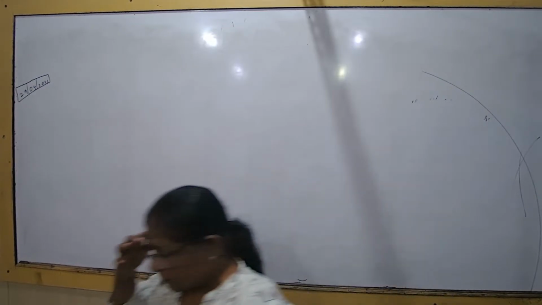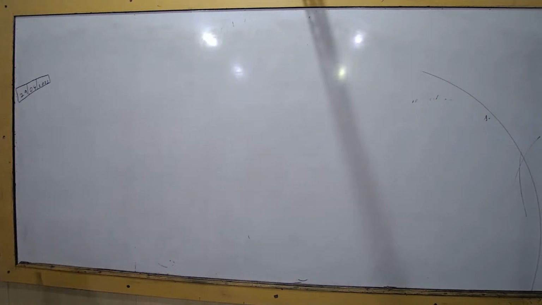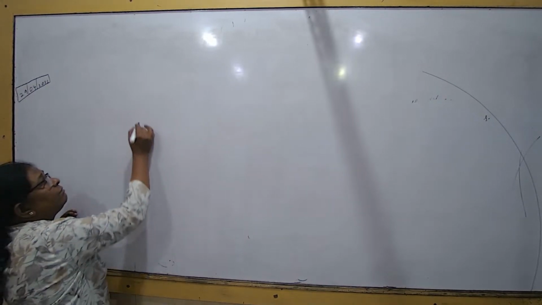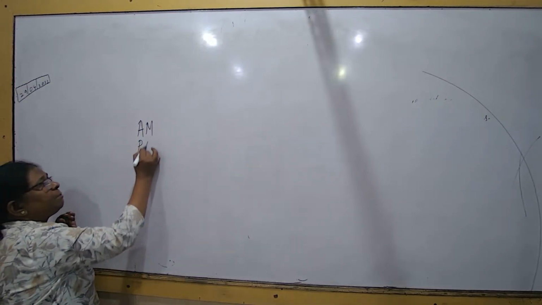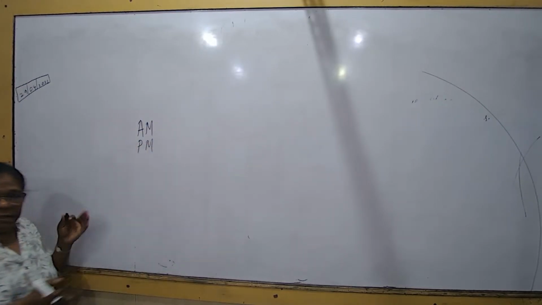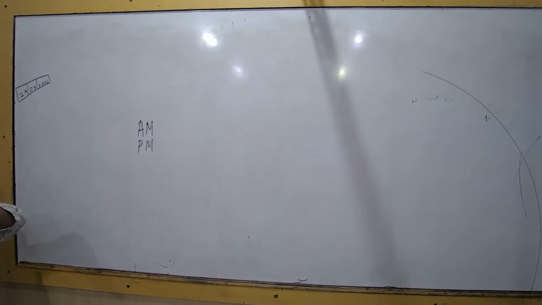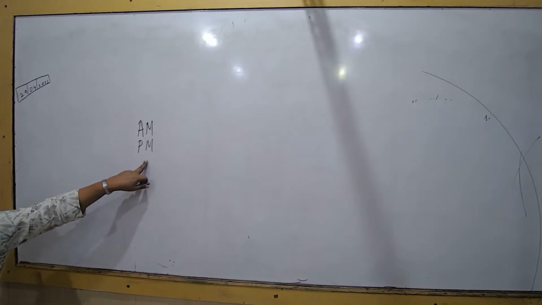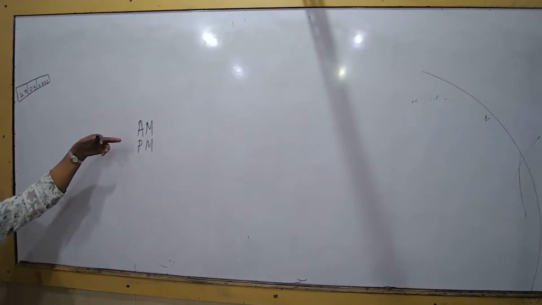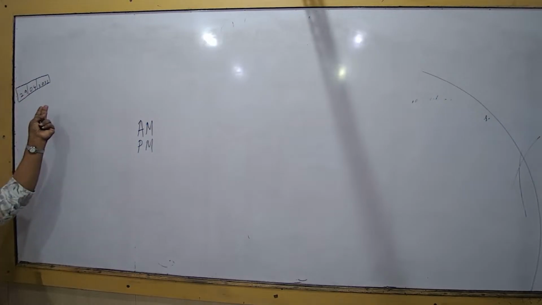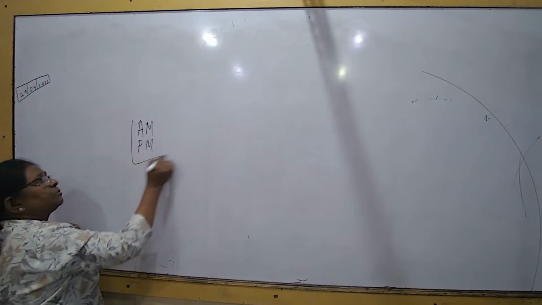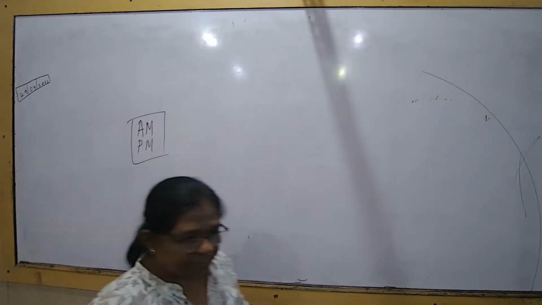See, we know that morning till 12 we used to say AM and after that PM. So this is for the demarcation. Noon. Afternoon, post meridian. This one is anti-meridian. Okay, anti means before. Did you get this two? Yes, AM and PM.